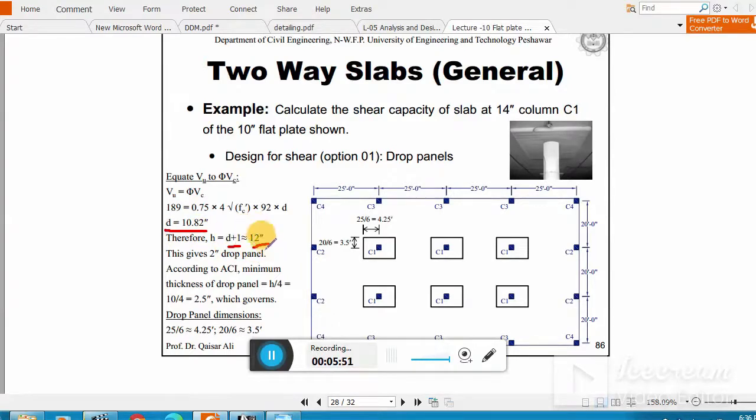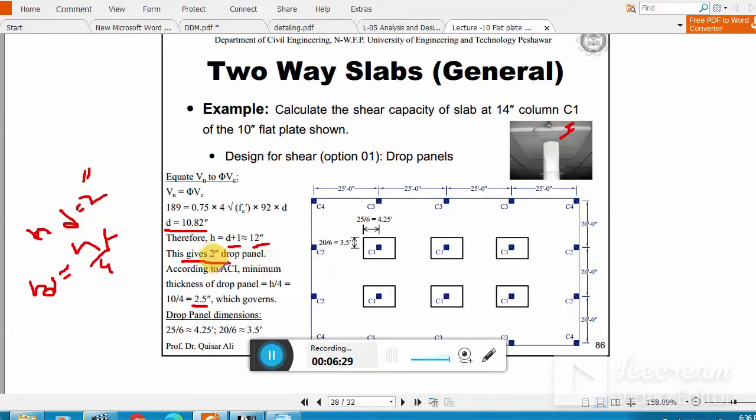So you have to subtract 10 from 12 inch. You see the drop panel depth is d, you can say this is hd, that is 2 inch. Now there is an ACI criterion that this depth, hd, should not be less than hf divided by 4. So you divide that by 4, you get 2.5, and this governs the drop panel. That is why we use hf equal to 2.5, so the thickness of this drop panel will be 2.5 inch.